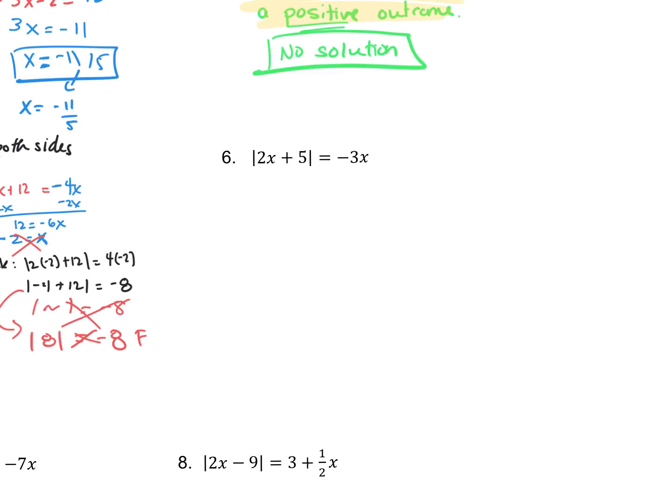Let's do number 6. All right, number 6. So you have the absolute value of 2x plus 5 equals -3x. So now we can write just 2 equations. Everything is already isolated for us. So you drop the absolute value, write what you see. Equation number 2 is 2x plus 5 equals the opposite of -3x, which is +3x.